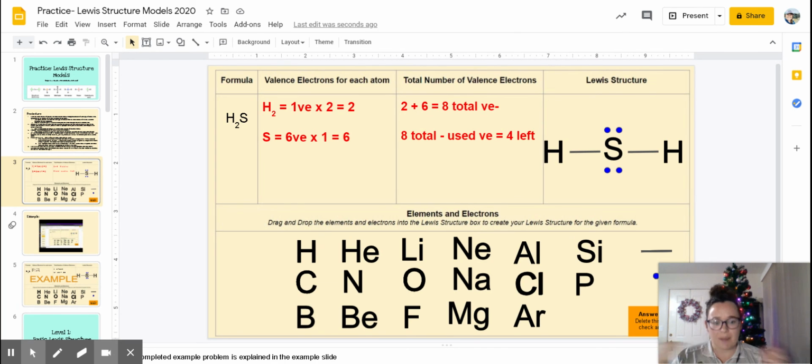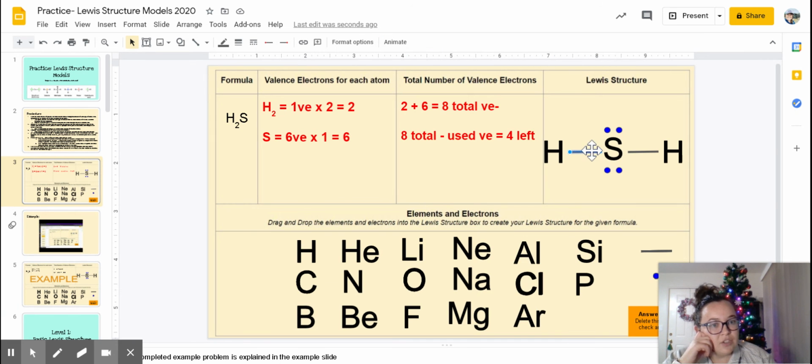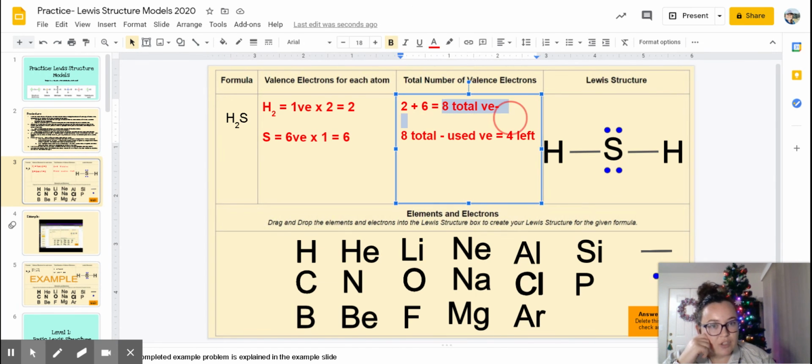The very last step, step 6, is just to check our work. We already verified our octets. The last thing we want to do is make sure that we ended up having 8 total electrons in our drawing. We're going to count to make sure we didn't accidentally lose or add any extra electrons. Each line is 2, so 2, 4, and then each dot is 1. So 4, 5, 6, 7, 8. And that is exactly how many total valence electrons we should have. So we're done. We're good. We've checked our work. We've gone through all the steps.